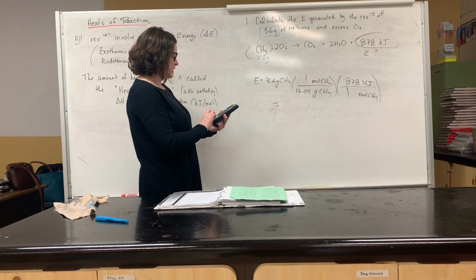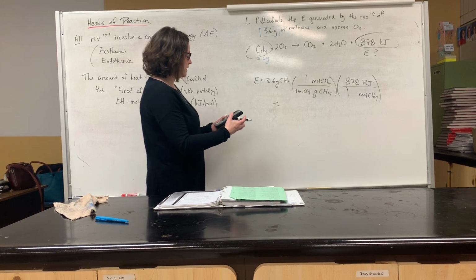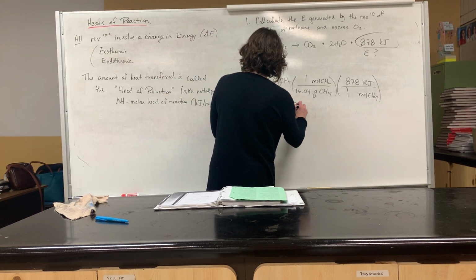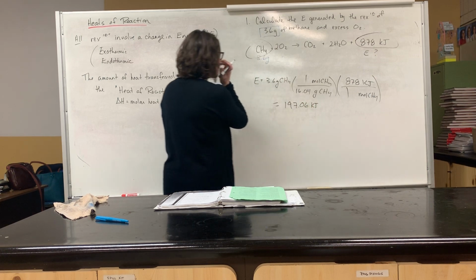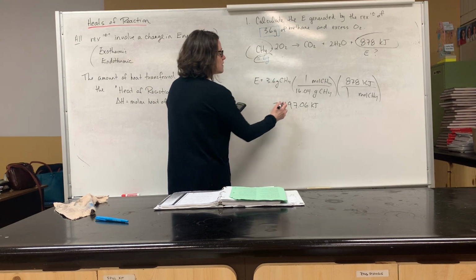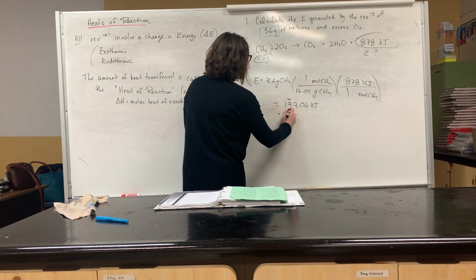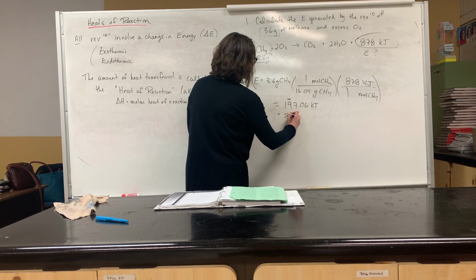So I've got 3.6 times 878 divided by 16.04, and I get an answer of 197.06 kilojoules. However, I can only have 2 sig figs. So I have to do this, or I can convert that to, it's going to end up being 200.